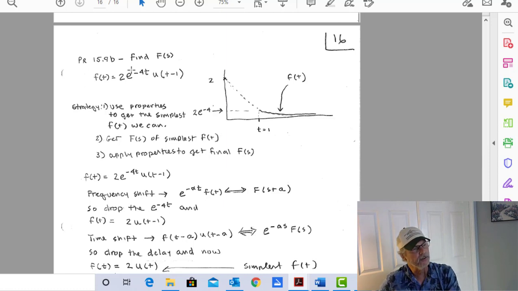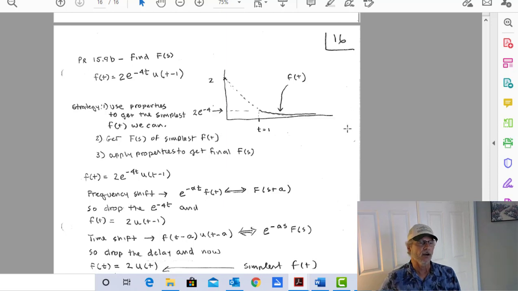Or in other words, I need to break this up into the right Lego pieces. And to do that, I'm going to use properties. The way I'm going to do it is I'm going to use the properties to get the simplest f of t that we can, and then I'll get the F of s, the Laplace transform of the simplest f of t, and then I'll apply the properties to get the final F of s.